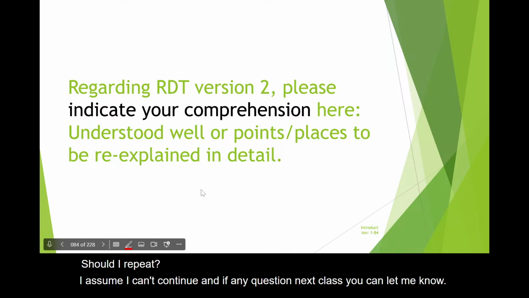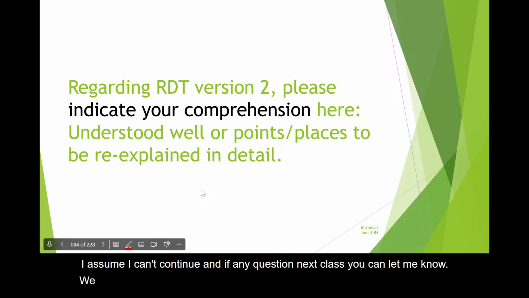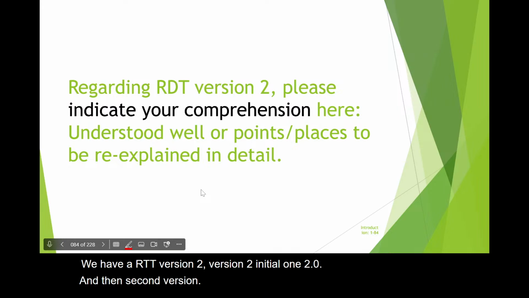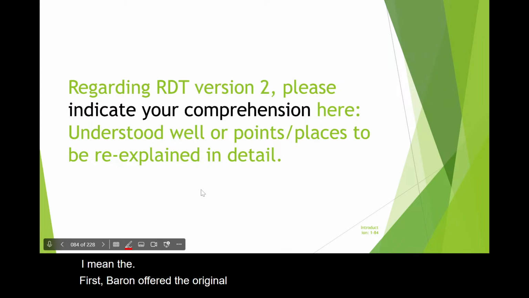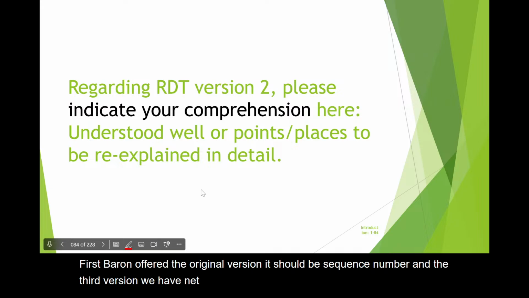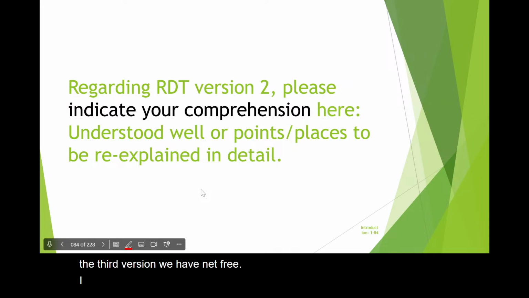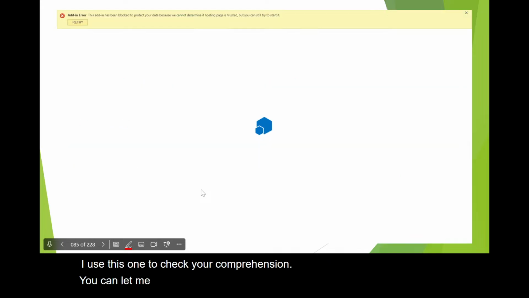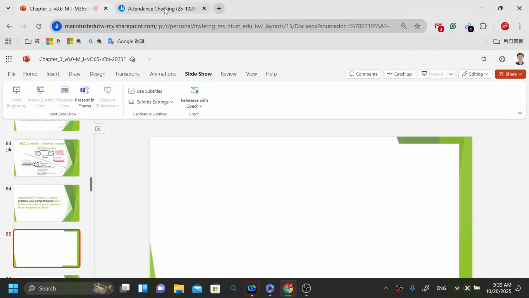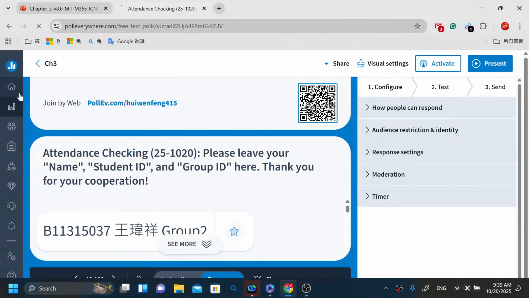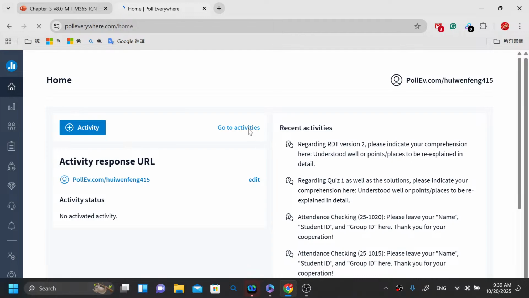Well, we have RDT version 2, the initial one, 2.0. And then the second version, I mean the first variant of the original version, has the sequence number. And the third version, we have NAK-free. Well, I use this one to check your comprehension. You can let me know your status, or anything you want to let me know, using this one. Pause every once in a while to indicate your comprehension.